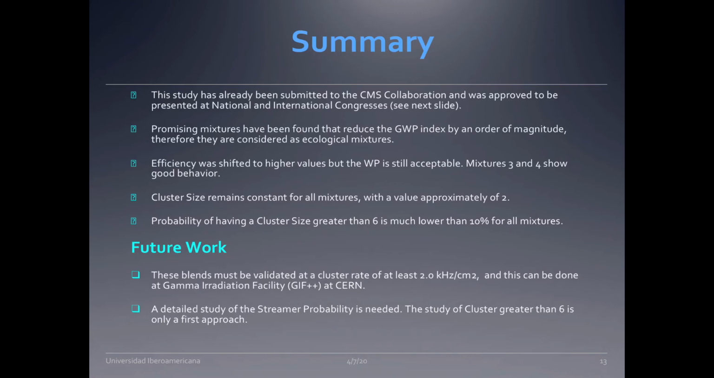The presented study was approved by the CMS collaboration and presented at national and international congresses. Promising mixtures have been found, which have much lower GWP values than the CMS mixture, and mixture 3 and 4 have shown a good behavior. Efficiency was shifted to higher values, but working point is still acceptable. The cluster size remains almost constant at 2 for all mixtures, and the probability of having a cluster size greater than 6 is much lower than 10%.